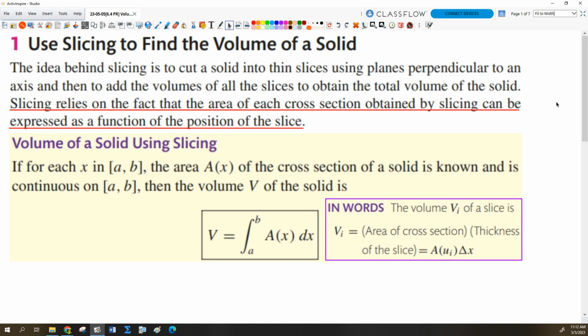Slicing relies on the fact that the area of each cross section obtained by slicing can be expressed as a function of the position of that slice. So for example, if we're making our slices perpendicular to the x-axis, then the areas of those slices should all be functions of x. Or if we're slicing perpendicular to the y-axis, they would all be functions of y, okay? And so we just end up with a really simple equation for volume by slicing. The volume is just the integral of A(x) dx, where A(x) is the cross-sectional area of an individual slice, okay? So let's look at an example.